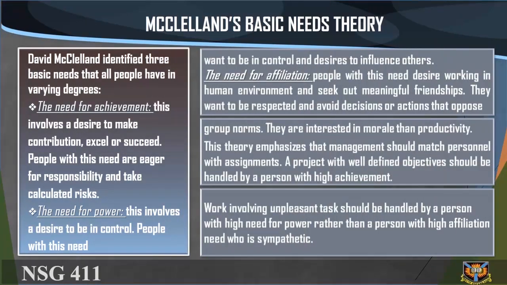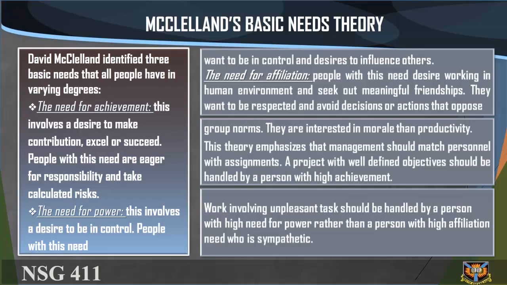McClelland's basic needs theory. David McClelland identified 3 basic needs that all people have in varying degrees. 1. The need for achievement. This involves a desire to make contribution, excel, or succeed. People with this need are eager for responsibility and take calculated risk. 2. The need for power. This involves a desire to be in control. People with this need want to be in control and desire to influence others.